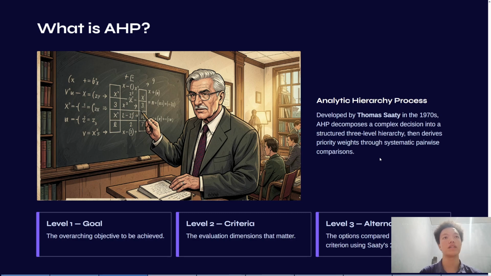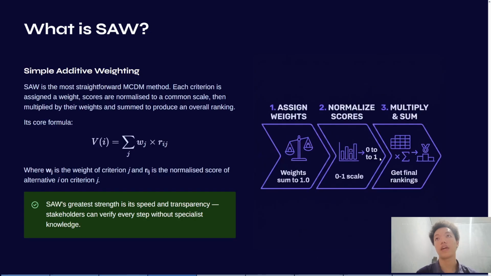systematic pairwise comparison. Level 1 is the goal, the overarching objective to be achieved. Level 2 is criteria, the evaluation dimensions that matter. Level 3 is alternatives, the options compared against each criterion using Saaty's 1 to 9 scale.